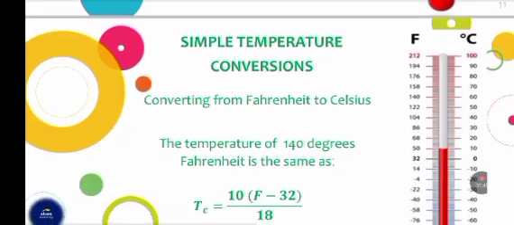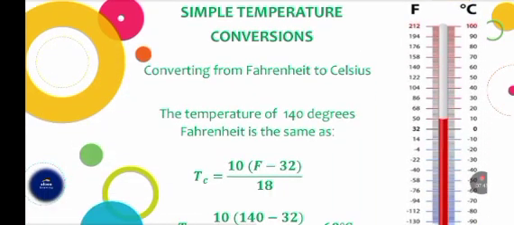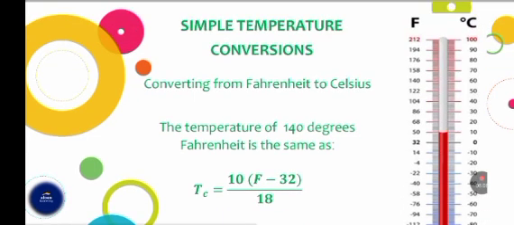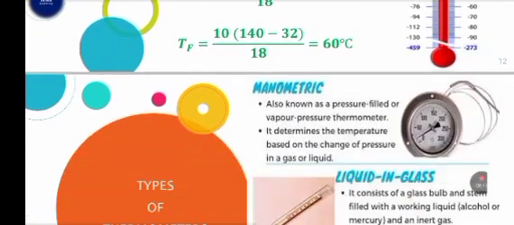And lastly, we have the third question that says convert from Fahrenheit to Celsius. If I want to convert 140 degrees Fahrenheit to Celsius, the formula applied is Tc equals 10 open bracket temperature in Fahrenheit minus 32 over 18, which finally gives me a temperature of what? 60 degrees Celsius. So if I check my scale, 140 degrees on the Fahrenheit scale is equivalent to what? 60 degrees Celsius. And that settles that.